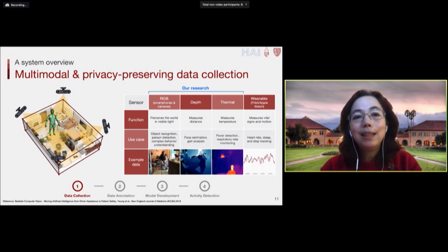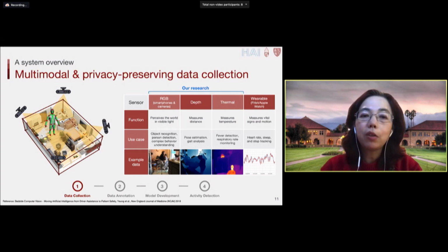First is collecting data by putting sensors at home. This table shows various kinds of smart sensors. They complement each other in modality and the kind of data they capture, but also in sensitivity with respect to privacy. Camera sensors carry a lot of detailed information of a person's activity, but it's least compatible with most people's privacy needs. Other sensors include depth sensors on the second column, thermal sensors on the third column, as well as wearable sensors in the last column.